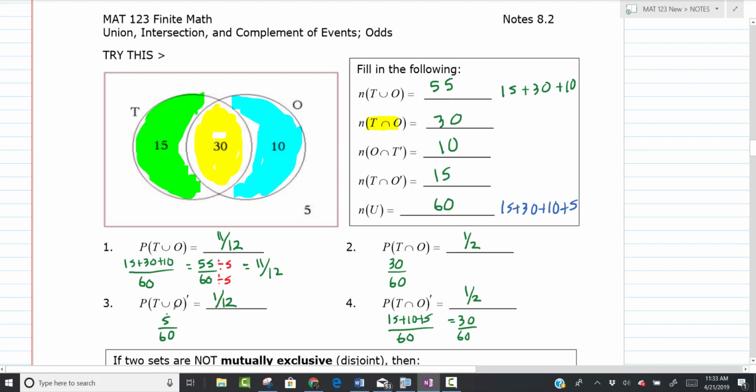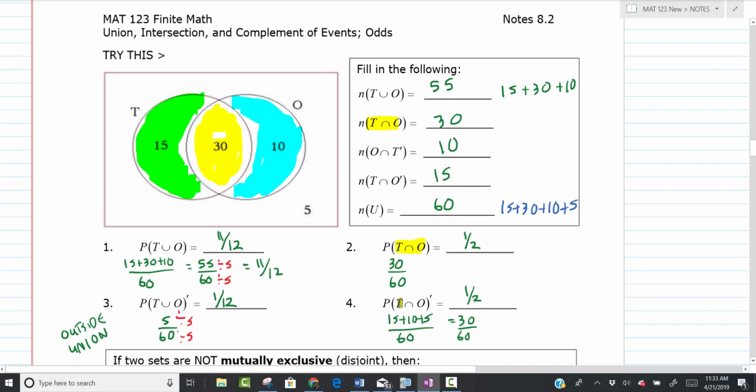Okay, the next one would be everything outside the union. So if you're outside the union, that would just be the 5. Okay, so that would be 5/60. You would divide by 5, and if you do that, you would get a 1/12 probability. Okay, the next one is the set intersection. So that's the 30. So that would be 30 out of 60. That fraction reduces to a half.